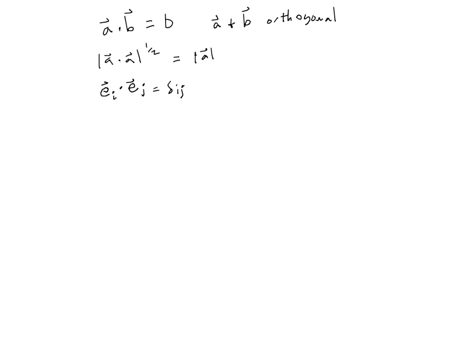But is it dot by 0 or is it? No, if they're different. Delta means that if they're different, it's 0. So if they're the same, you get 1.